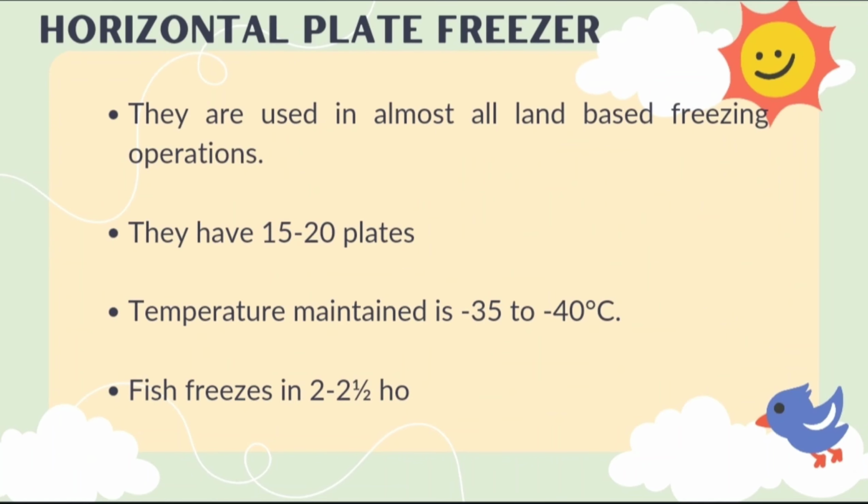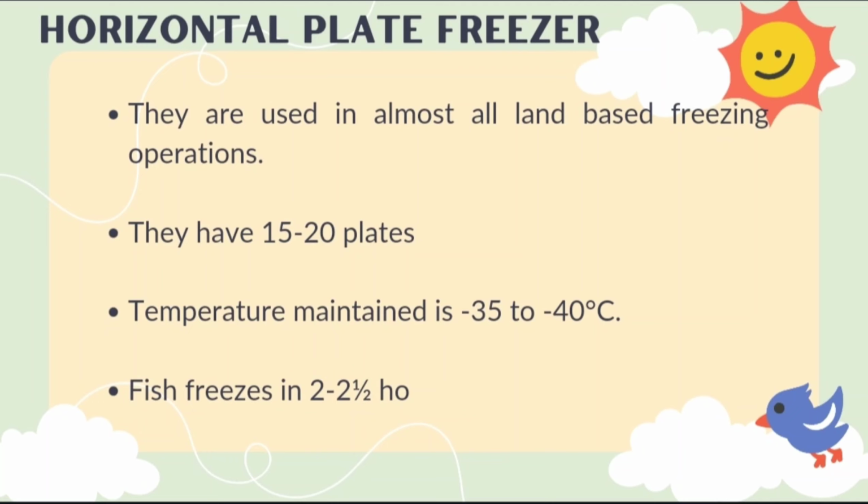Horizontal plate freezer. This freezer in general has 15 to 20 plates. The product to be frozen, contained in metal freezing trays, is loaded between freezing plates and is maintained in close contact with top and bottom plates under slight hydraulic pressure to ensure maximum heat exchange. The temperature is maintained between -35 and -40 degrees Celsius. The fish freezes in 2 to 2.5 hours.